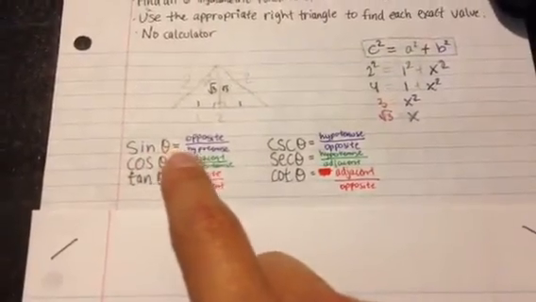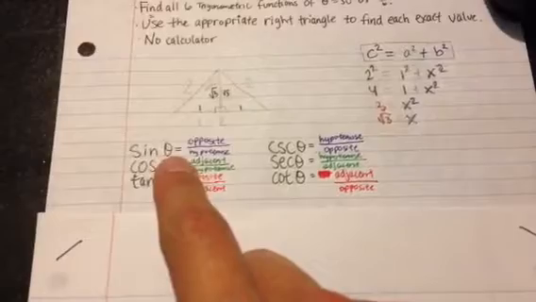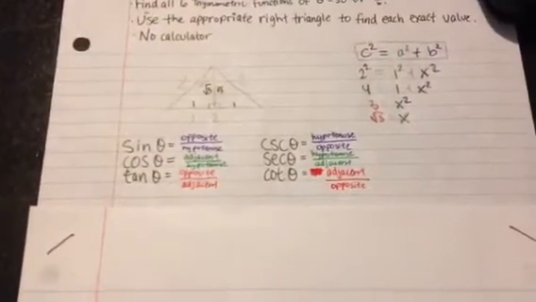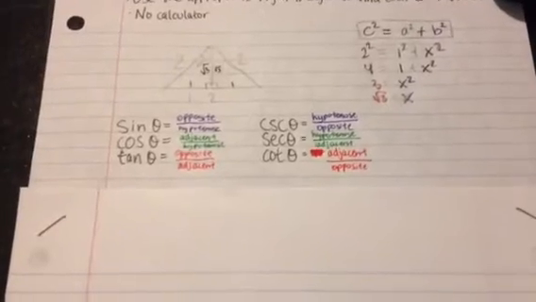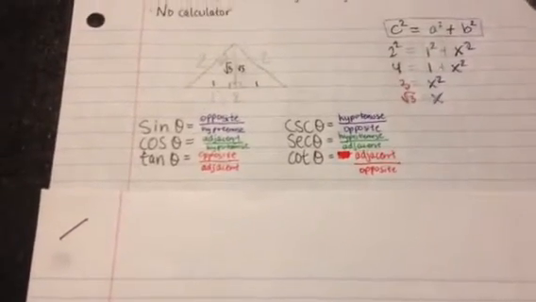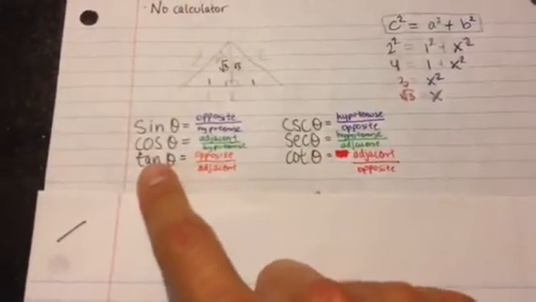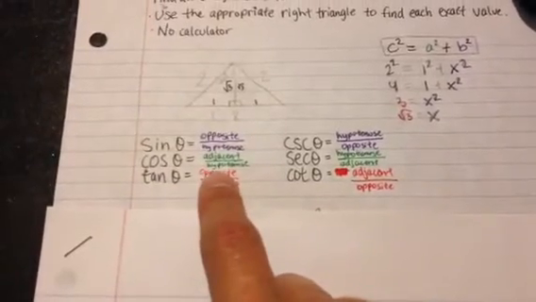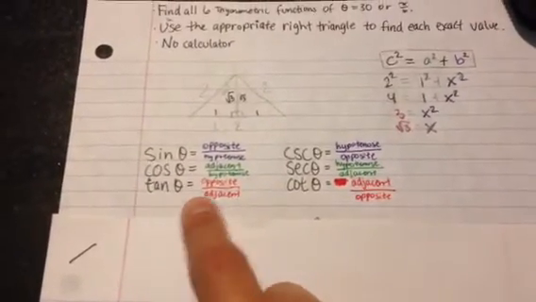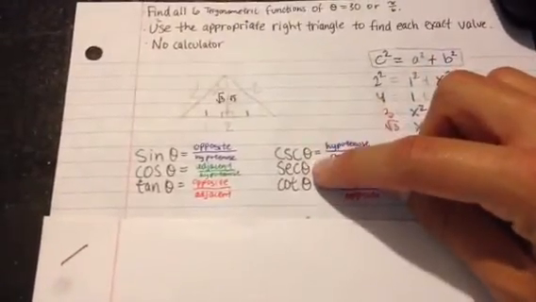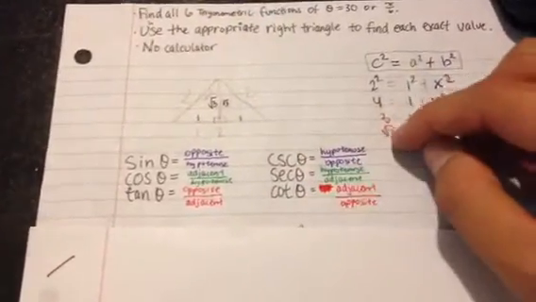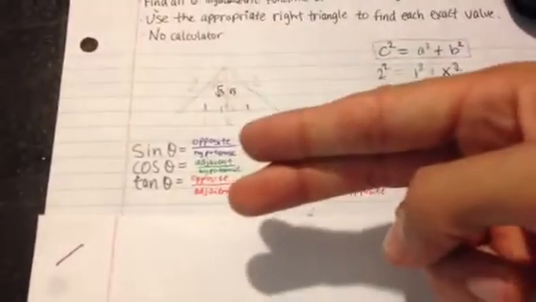Sine of theta is equal to opposite over hypotenuse. You'll need to know that cosine is adjacent over hypotenuse, tangent is opposite over adjacent, and that secant, cosecant, and cotangent are literally the flips of these first three over here.